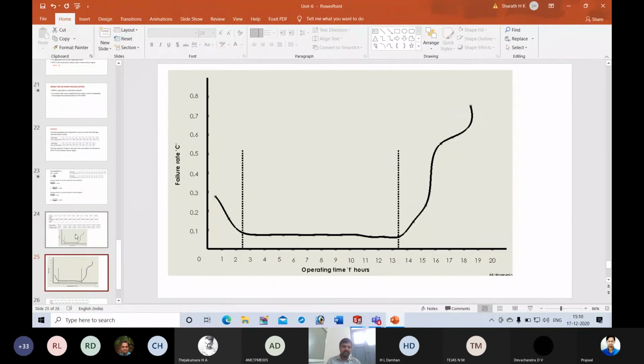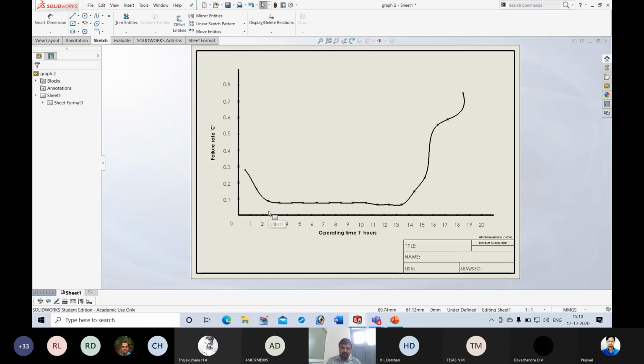So you have to consider only the chance failure region. So the next task is to find out the chance failure region, where the curve is almost approaching the horizontal line. From where to where can you consider it as a chance failure region?